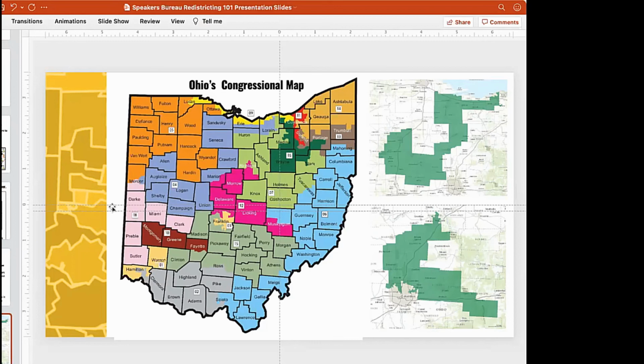In 2011, the map makers guaranteed 12 Republican seats and 4 Democratic seats. And that's the way it's been at every congressional election. 12-4.